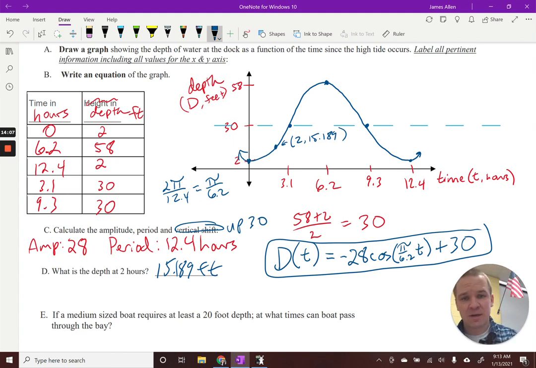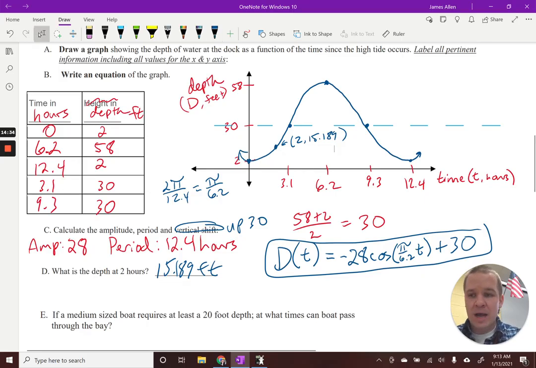There's our ordered pair, 2 comma 15.189. It looks right on the graph. I like it. Now, it says if a medium-sized boat requires at least 20-foot depth, that's often called a draft, a 20-foot draft, meaning what comes out the bottom, at what times can a boat pass through the bay? So when can the boat pass through the bay according to our model? So how are we going to do that?